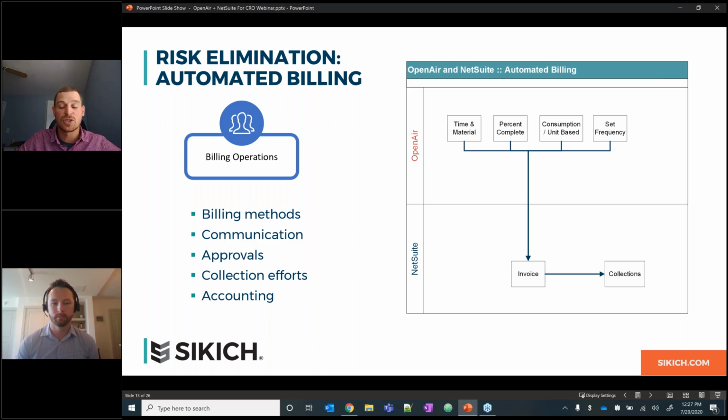And then what sort of collection efforts do we have against this? Do we want more of an automated collection effort where we're following up on overdue invoices? Is it a scheduled event, or is it just general visibility into what's outstanding and that we want folks to follow up on? So again, we'll see a bit more about this as we get into the OpenAir demo, but this is certainly an area of focus that we've had over a number of years.